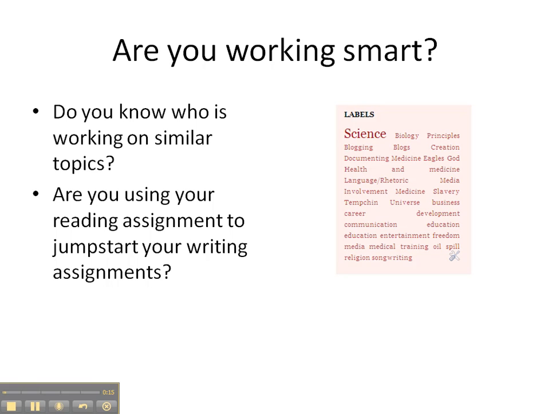So, what I mean by working smart is, are you aware of who's working on topics similar to yours? This is important because it can help you identify readings that will work better for your field versus just picking some random reading because it seems interesting or because it's available. What you want to do is think about how you can use that reading assignment to jumpstart your writing assignments. You know you have a literature review assignment coming up, so why not use the reading assignment to begin working for your writing assignment.